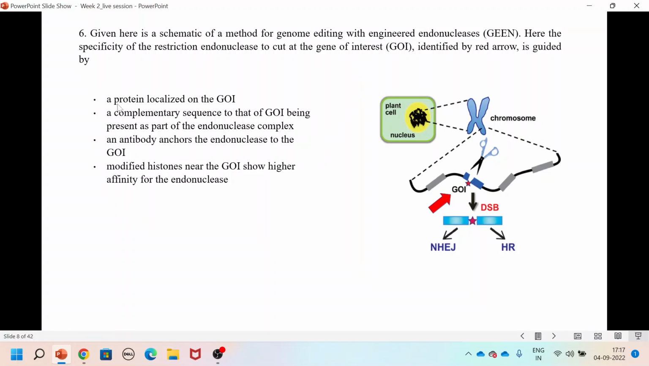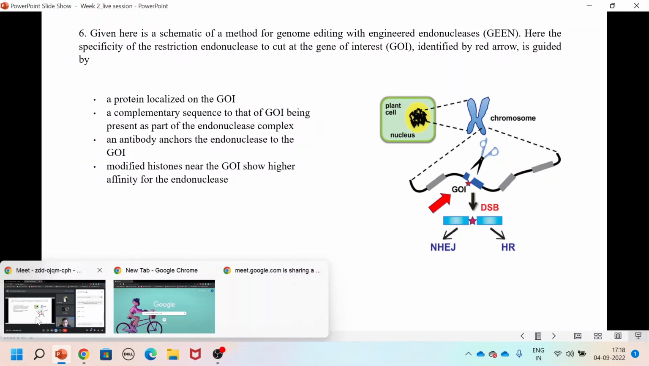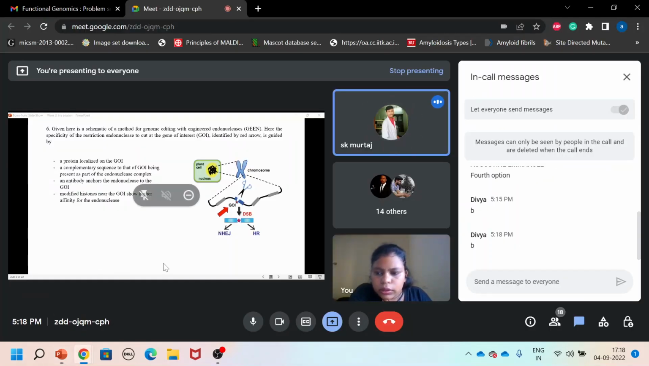So is it a protein which is localized on the gene of interest, that is helping in identifying the restriction endonuclease enzyme? Or is it a complementary sequence to that of the gene of interest being present as part of the endonuclease complex? Or is it some antibody which is anchored to the endonuclease, anchoring it to the gene of interest? Or there is some modification in the histone proteins near the gene of interest, therefore providing the higher affinity for the endonucleases? Ma'am, option B. Okay.